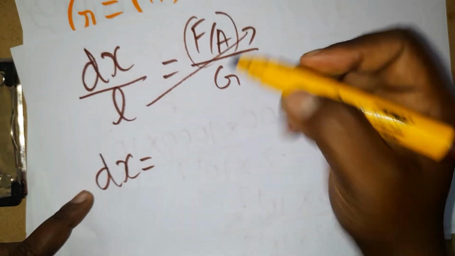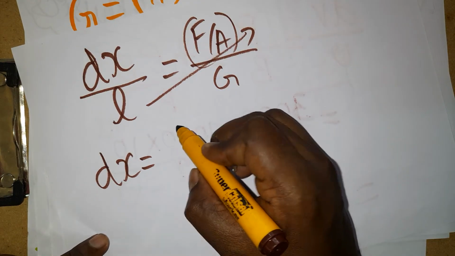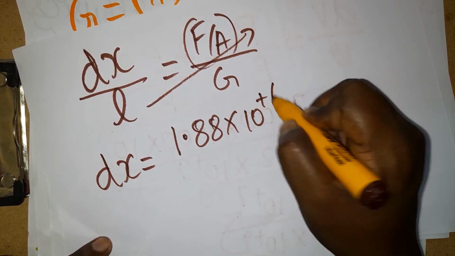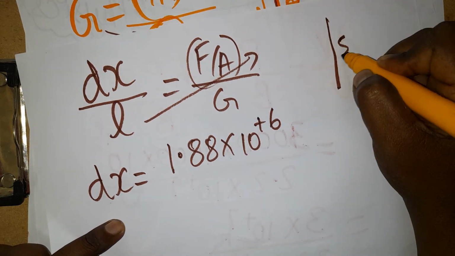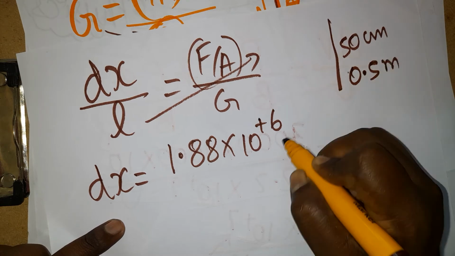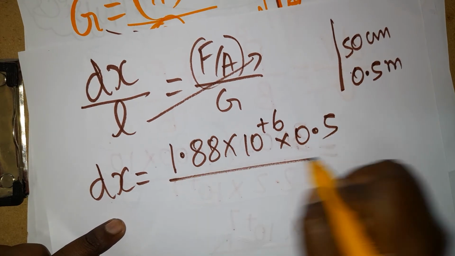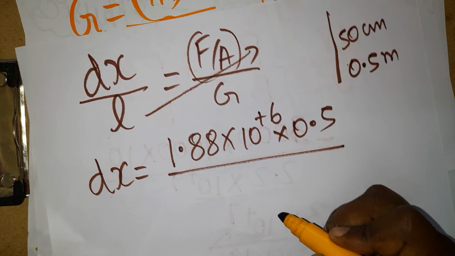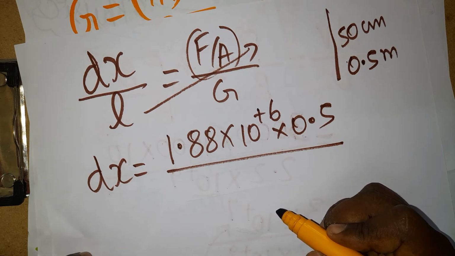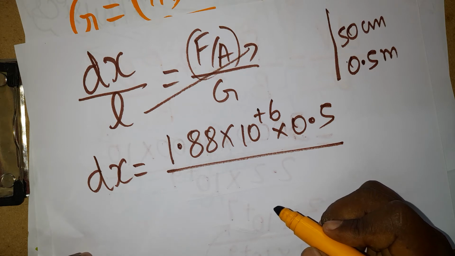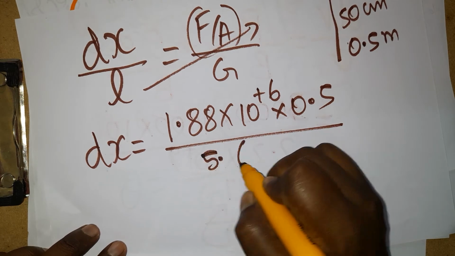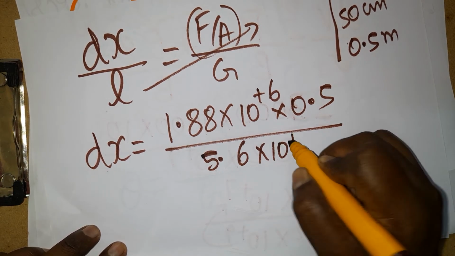Force per unit area already we calculated, that's called stress, 1.88 into 10 power plus 6. What is the length? Length is 50 centimeter. Already I told you the centimeter to meter conversion, 50 centimeter is 0.5 meter. What is the G value now? G value is given in the question. It's the shear modulus of the lead. Shear modulus of lead value, you can refer to the tabular column, 5.6 into 10 power plus 9.